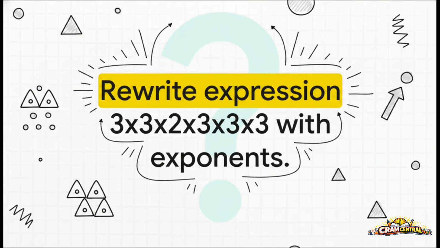What happens if we mix different numbers into the exact same expression? Take a look at this one. 3 times 3 times 2 times 3 times 3 times 3. Kind of a mess, right? How do we clean this up?